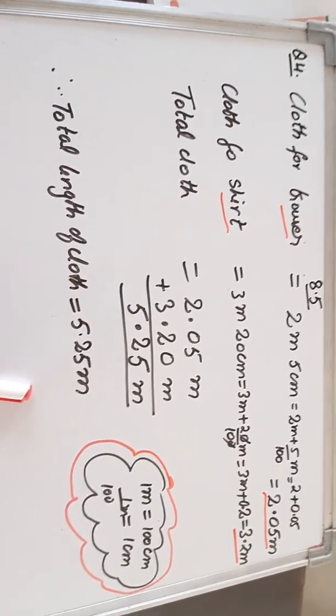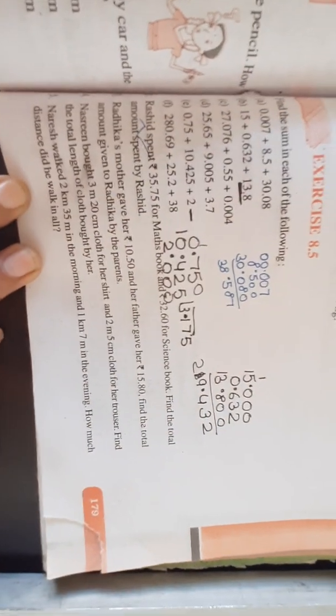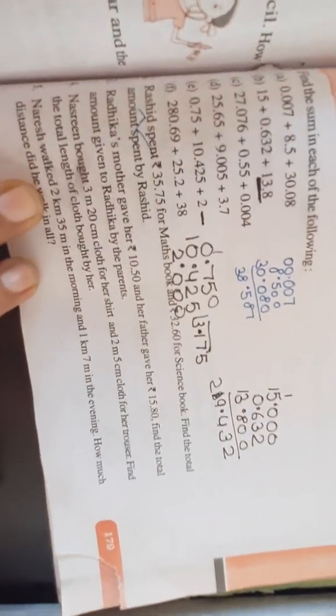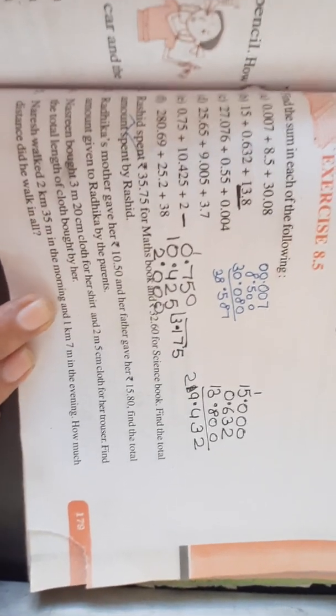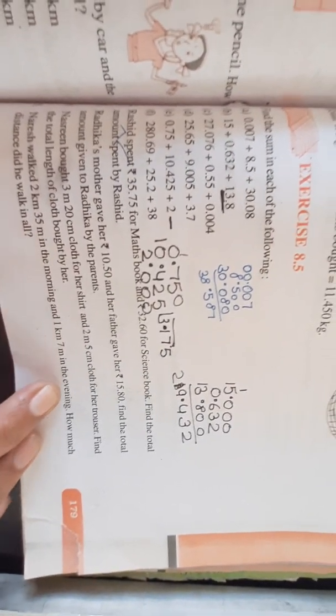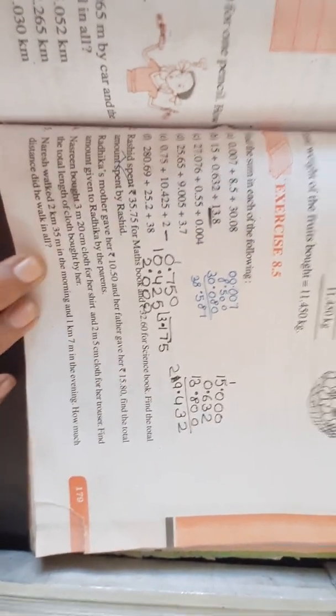Now let's do question number 5. Now dear students, question number 5. Naresh walked 2 kilometer 35 meter in the morning and 1 kilometer 7 meters in the evening. How much distance did he walk in all?